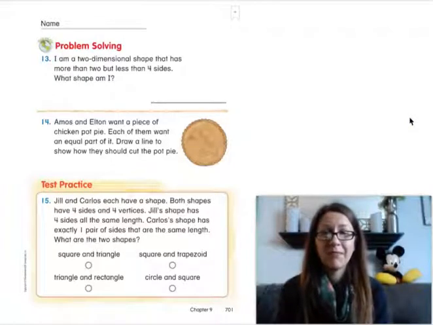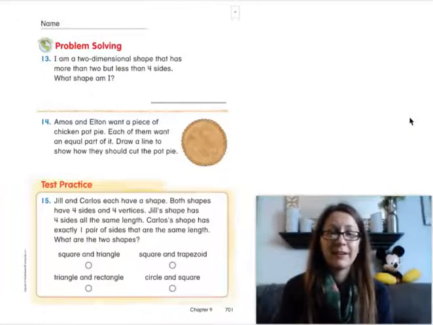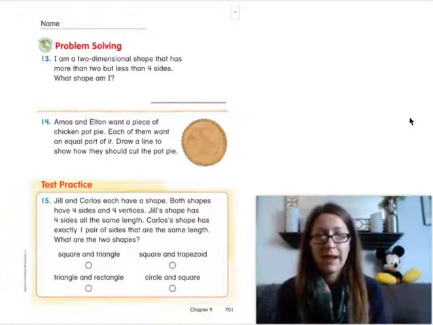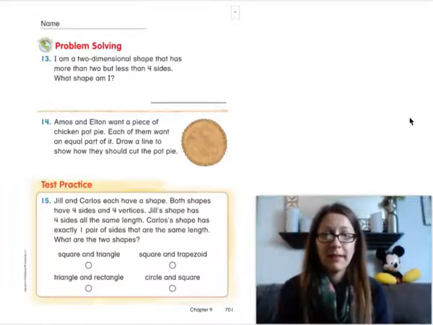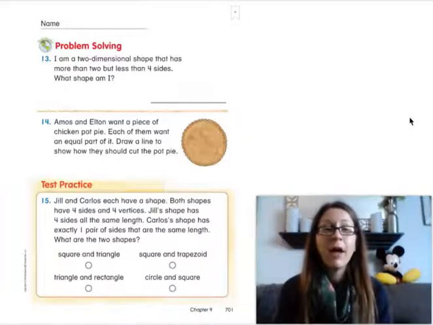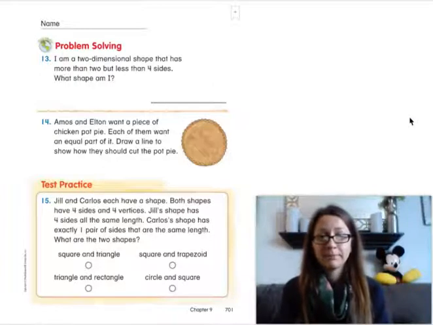3 more questions and then we're done. Number 13, this is a word problem, so you have to write the name of the shape on the line. Here's your word problem. I am a 2-dimensional shape that has more than 2 but less than 4 sides. What shape am I? Go ahead and write down the name of the shape on that line. Remember, if you don't remember how to spell the name of that shape, go back and find it in the chapter so that way our spelling can be correct.